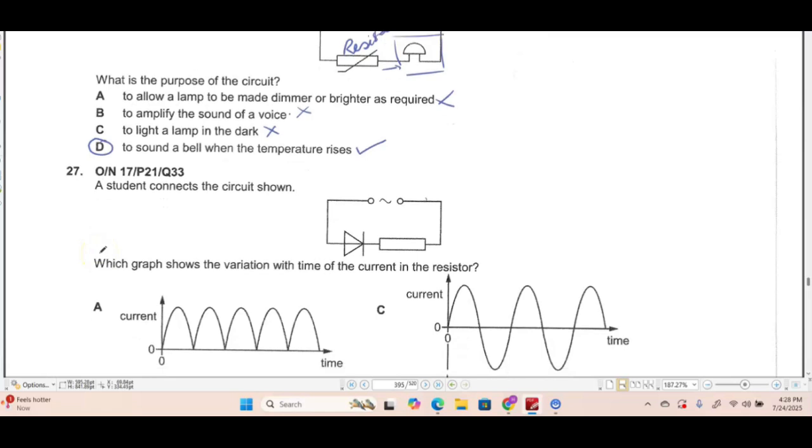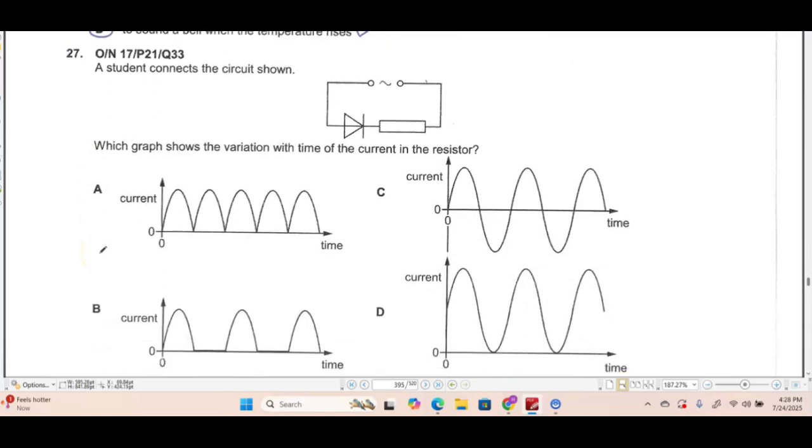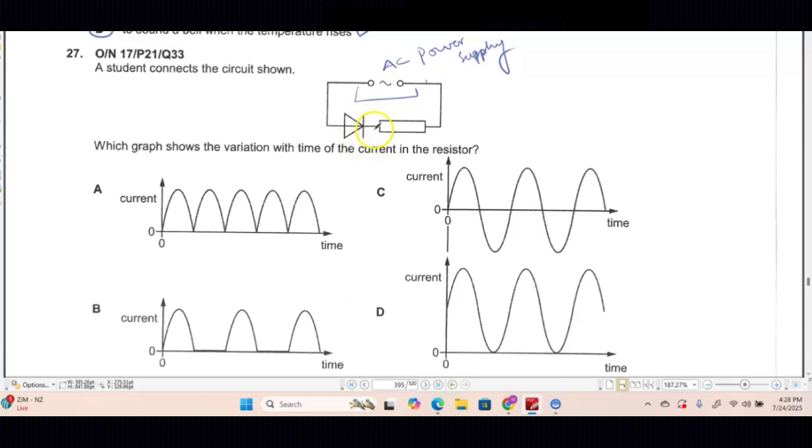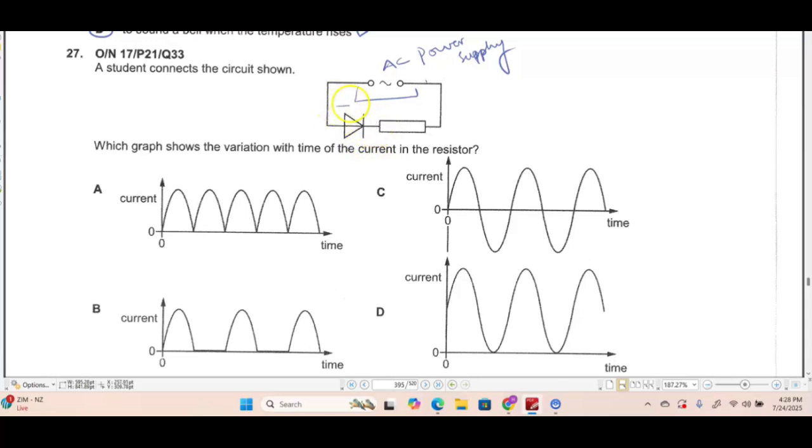Question number 27. A student connects the circuit as shown. Which graph shows the variation with time of the current in the resistor? Now we can see from these symbols that it is an AC power supply. But because of this diode, which acts as a rectifier and allows current to pass in one direction only, when the current reaches over here it won't be able to change its direction and it's going to become DC current.